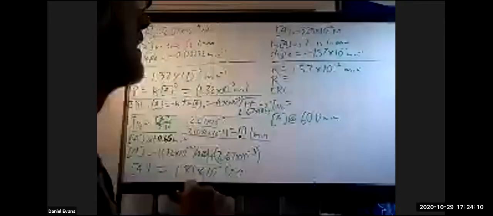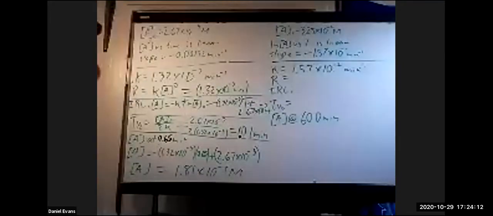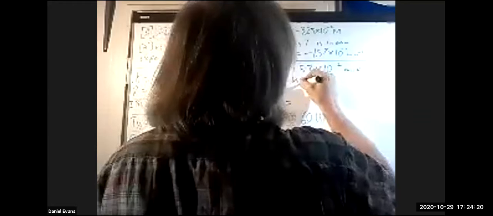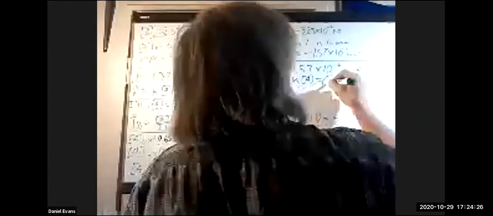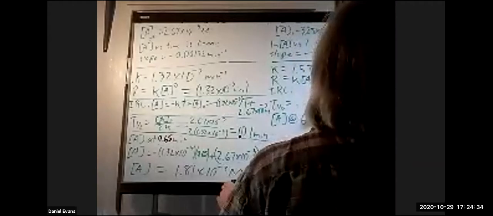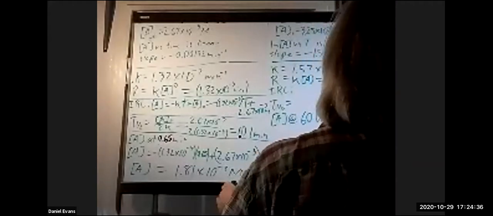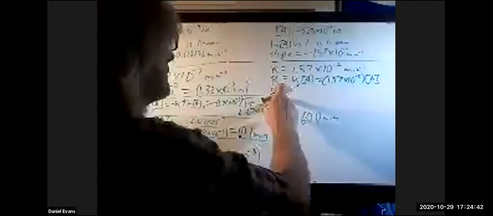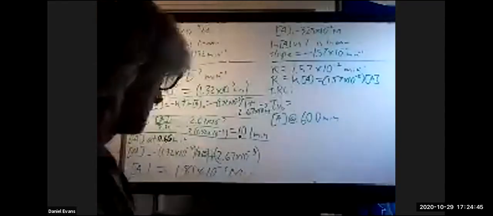And our rate law, well, the natural log plot means that we have a first order rate law. So our rate law is going to be a constant times the concentration to the first power. Well, we have that constant, so we put it in: 1.57 times 10 to the minus 2 times the concentration. So the integrated rate law, that's now based on our natural log of A.